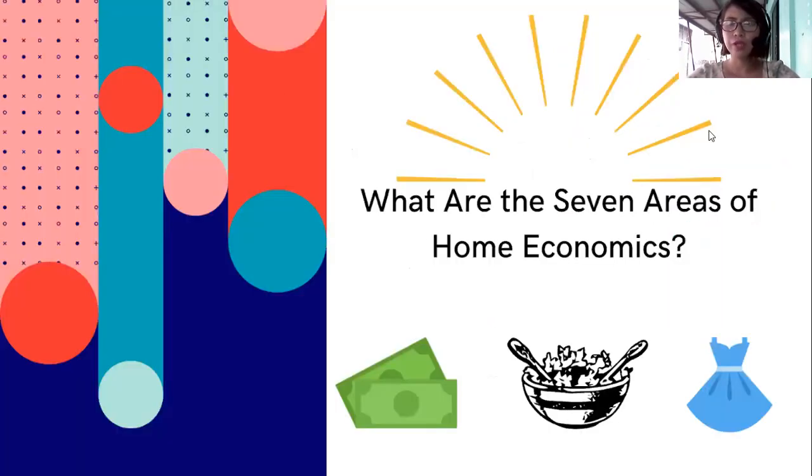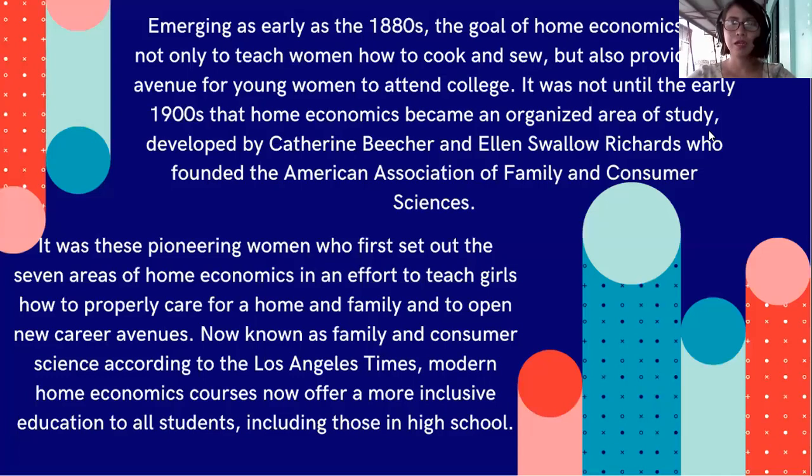So let us find out what the 7 areas of home economics are. First is the history. Emerging as early as the 1880s, the goal of home economics was not only to teach women how to cook and sew, but also to provide an avenue for young women to attend college. In the early times, the goal was not only to teach how to cook and sew, but also for them to pursue college, to expand their knowledge when it comes to home economics.